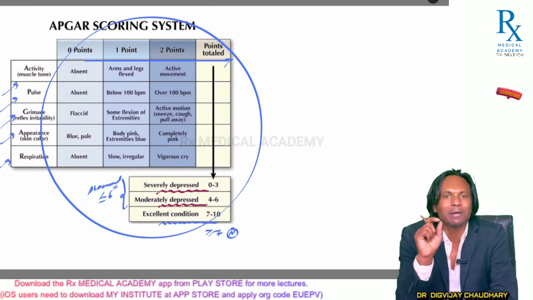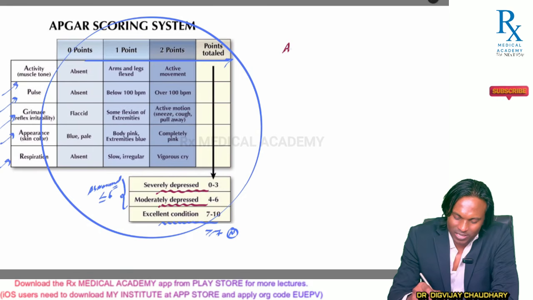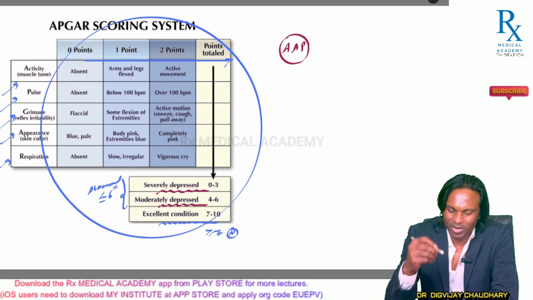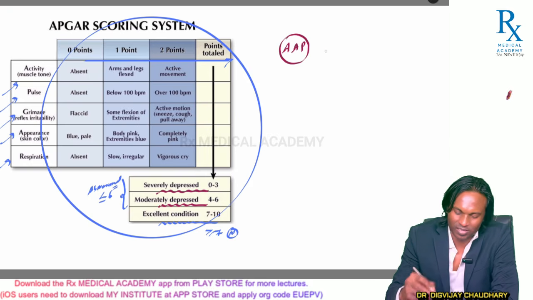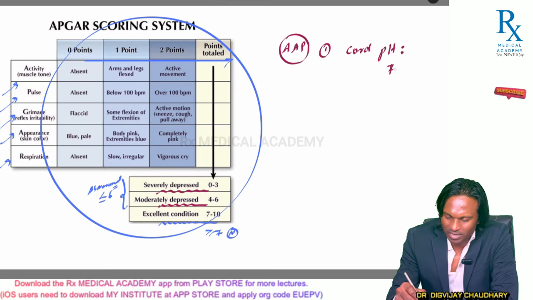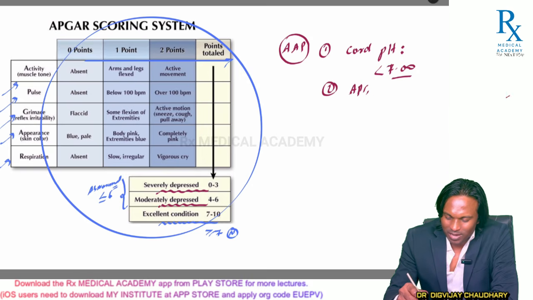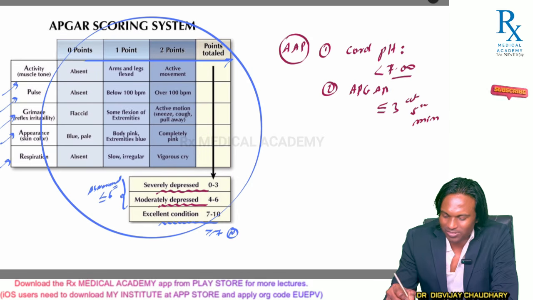Try to understand, but it is not the sole criteria which determines birth asphyxia. We have already discussed the American Academy of Pediatrics guidelines provided for perinatal or birth asphyxia. For birth asphyxia, cord blood arterial pH should be less than 7.00. What else? APGAR score. How much? Less than or equal to 3 at the fifth minute, not at the first minute.